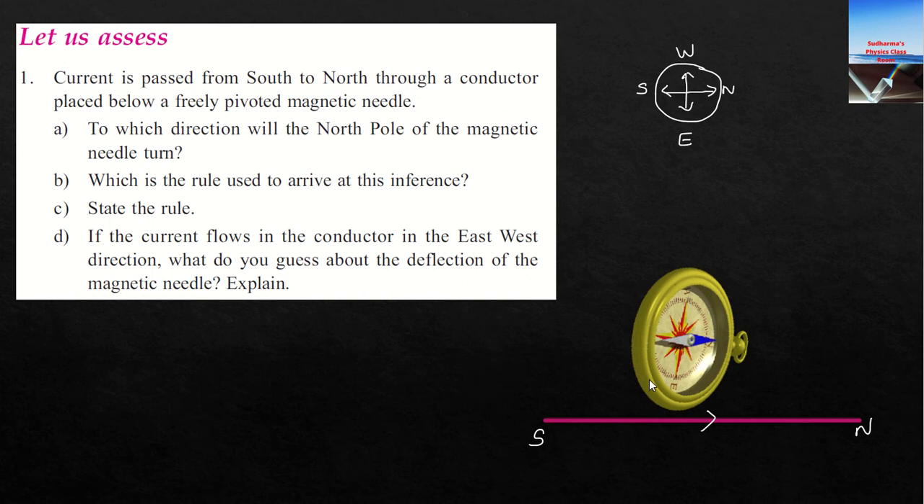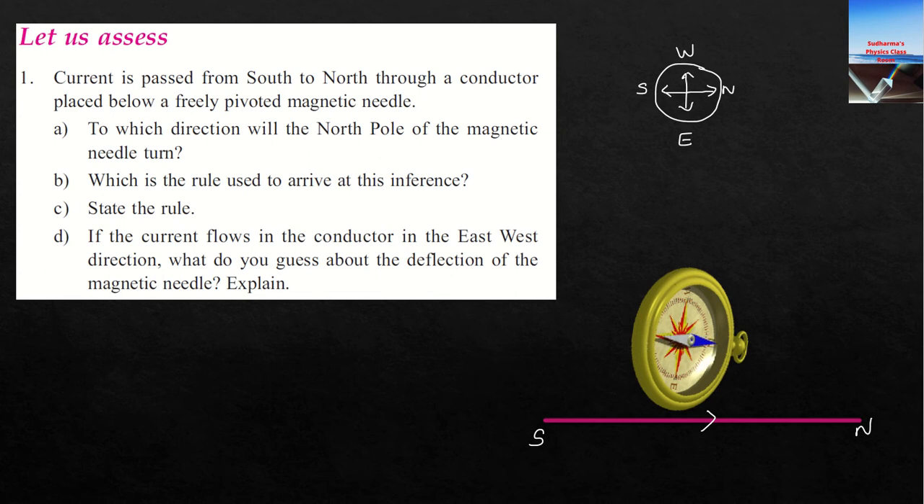In which direction will the north pole of the magnetic needle turn? We know that when we have to find out the direction of magnetic field, we use the right hand thumb rule or corkscrew rule, Maxwell's corkscrew rule. Hope all of you remember this right hand thumb rule: thumb in the direction of current, and the wrapped fingers around the conductor will give you the direction of magnetic field.